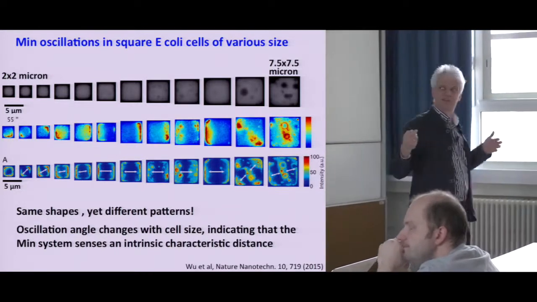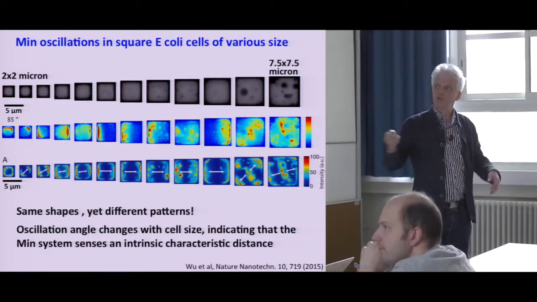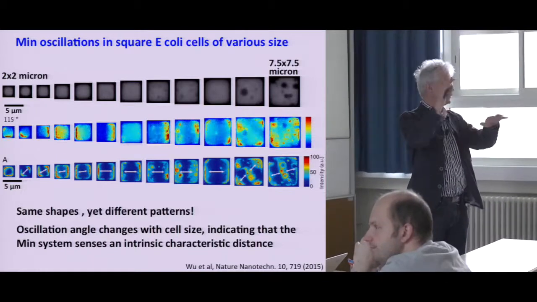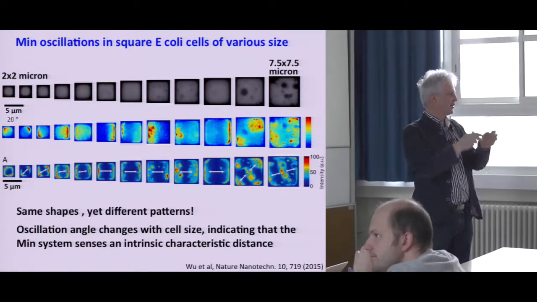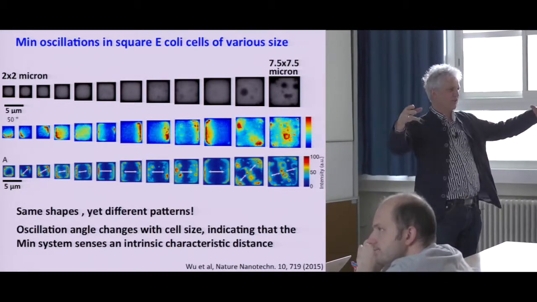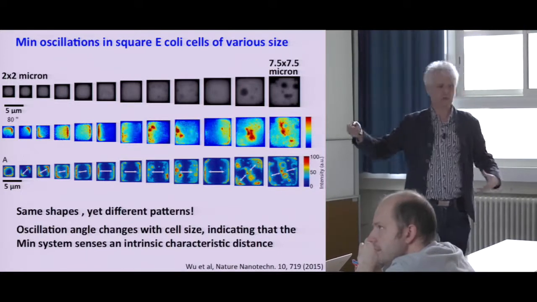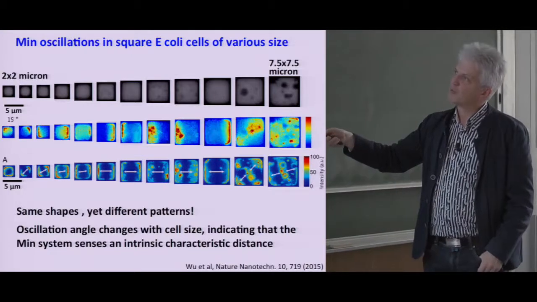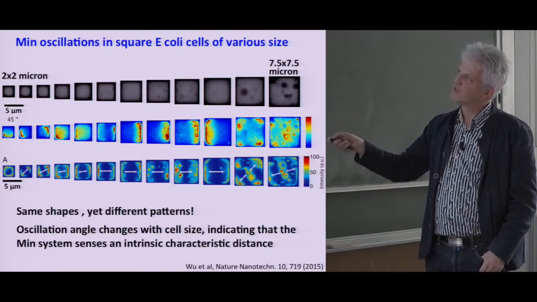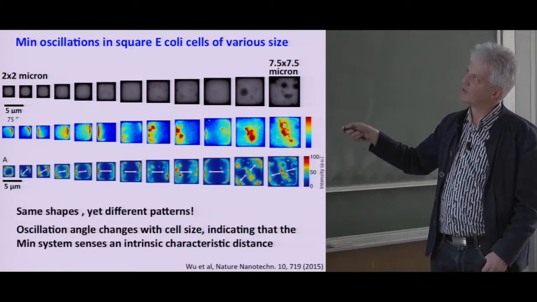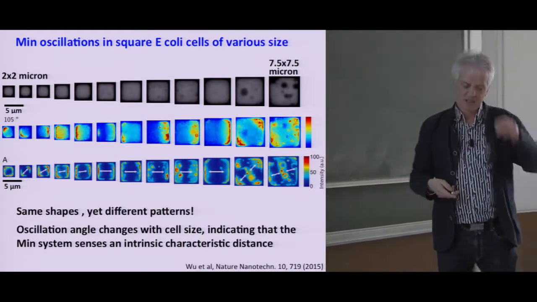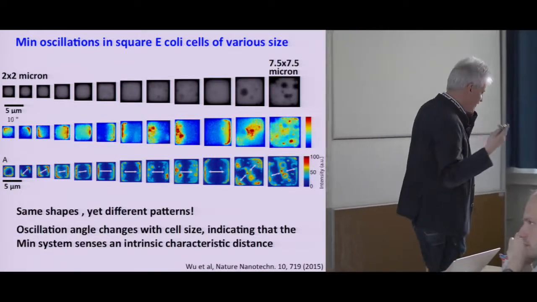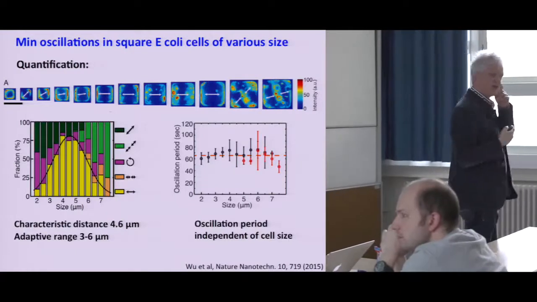So for example, we take square cells, which go from 2 by 2 by 1. No more squeezing, by the way, they're all 1 micron high. 2 by 2 by 1 to 8 by 8 by 1 micron. And we can basically see the patterns of these Min proteins in these cells. So we can see rotational patterns, diagonal patterns here, side-to-side oscillations, or higher order diagonal patterns, and so forth. And they're the same shape, but very different patterns, actually, so that's one thing to note.